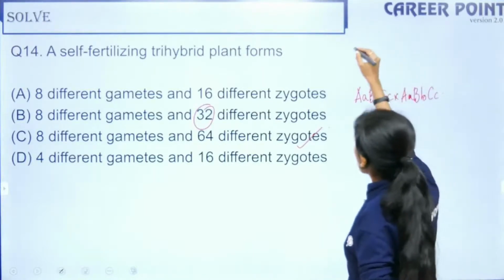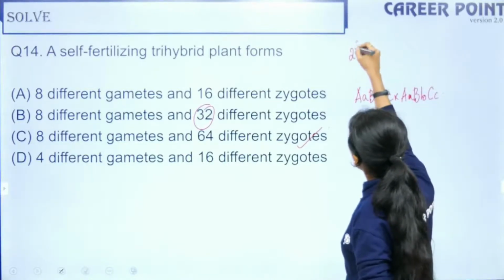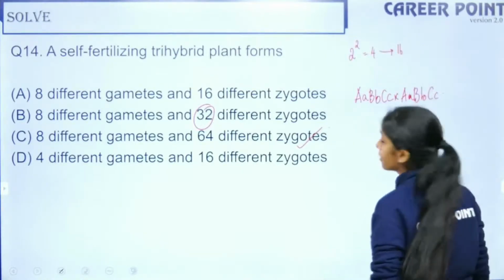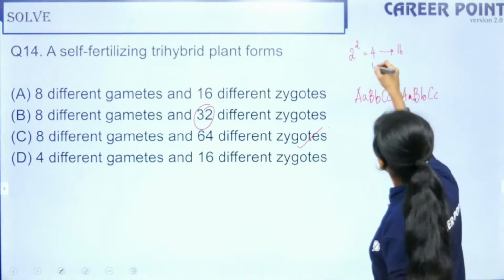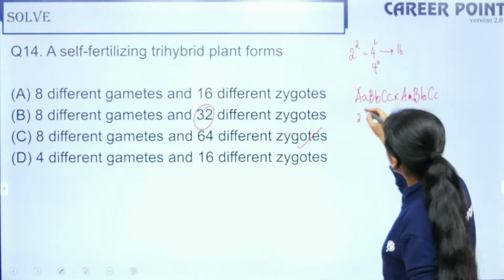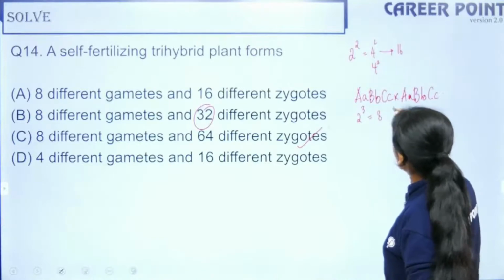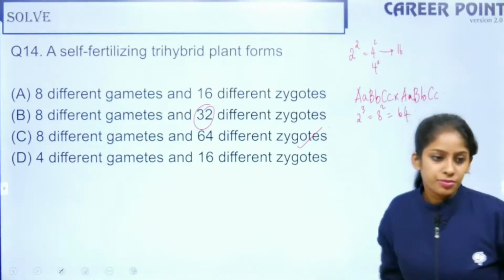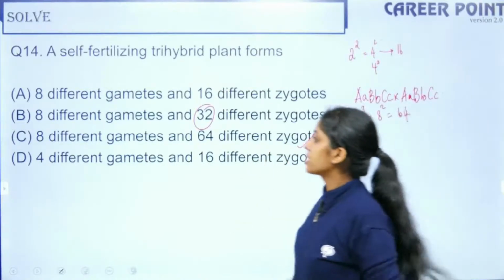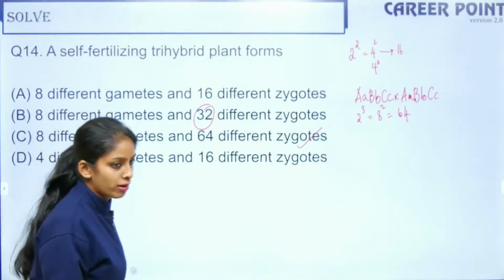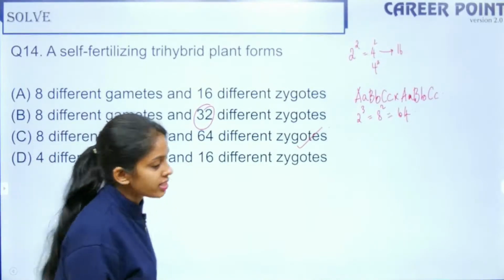In your dihybrid cross, it's 2 power 2, so you have 4 gametes and the offspring are 16, right? So this is 4 square. Here it is 2 power 3, that is 8. So 8 square is 64. So there are 8 different gametes and 64 zygotes. This is the formula for this type of question. So Vishal, did you understand?